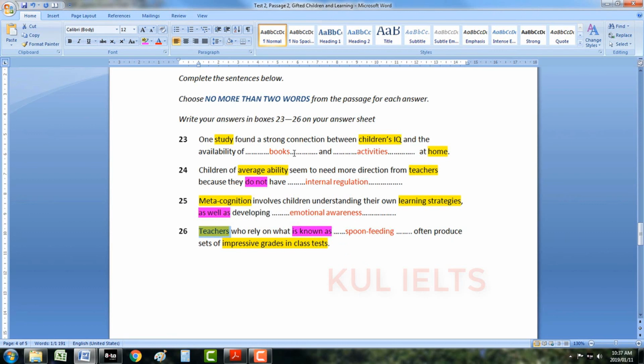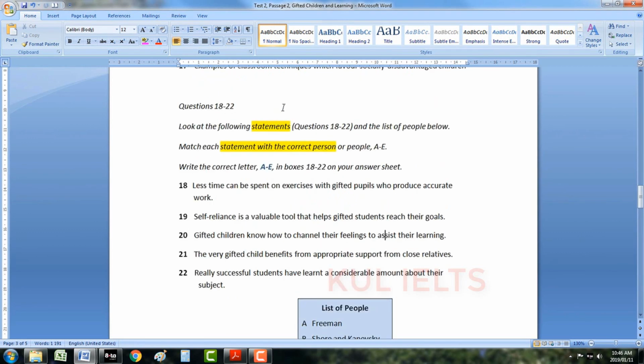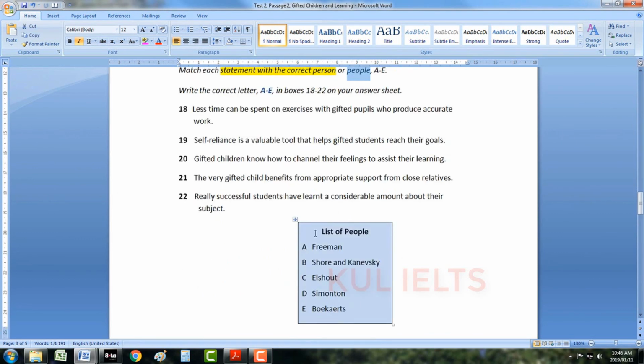But this is a very good question set to explain how the structural language in the sentence, "do not," "as well as," "is known as," helps you with answers. It's high level stuff, but it can help you if you understand it. Okay, look at the following statement. Statement with the correct person or people. They just say "or people" because there's two over there.